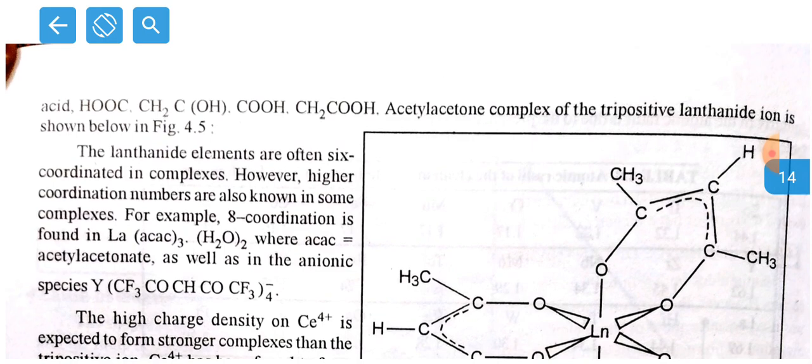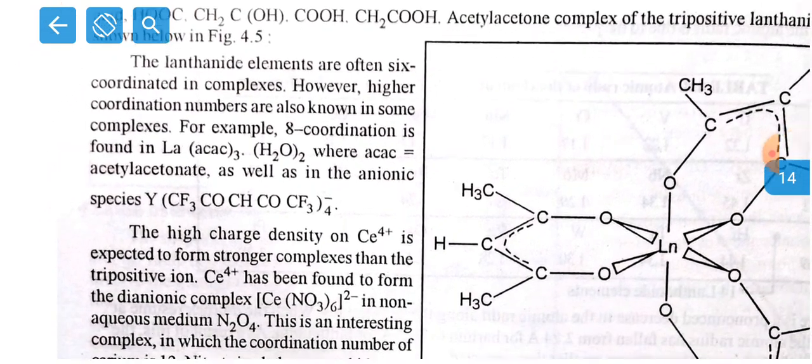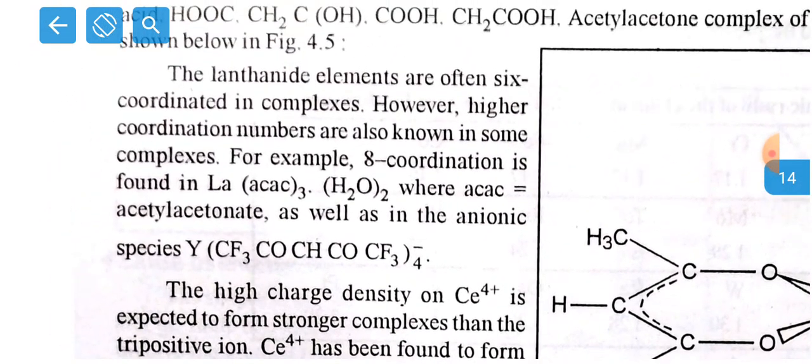The acetylacetone complex of the tripositive lanthanoid ion is shown below in figure 4.5. The lanthanoid elements are often 6 coordinated in complexes. However, higher coordination numbers are also known in some complexes. For example, 8 coordination is found in La(AC)3(H2O)2, where AC is acetylacetone, as well as in the anionic species Y(CF3COCHCOCF3)4 negative.